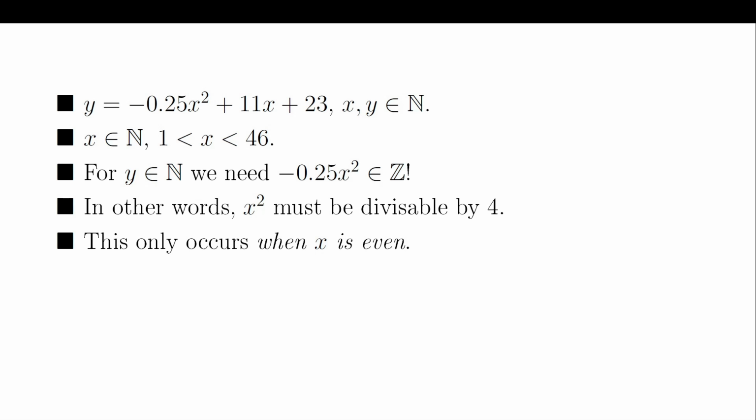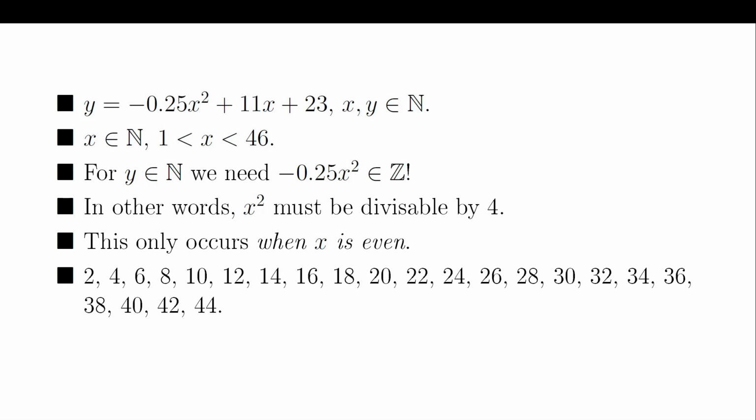This is a typical example of a problem where it is necessary to know the divisibility properties of numbers. Such problems occur quite often in mathematical competitions. Now, we're in the position to simply write out all the x between 1 and 46 that are even. Notice that 46 is not included, since our inequality is strict. Counting shows that we have 22 numbers, giving us the answer.